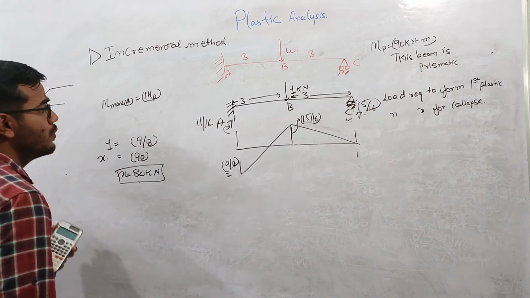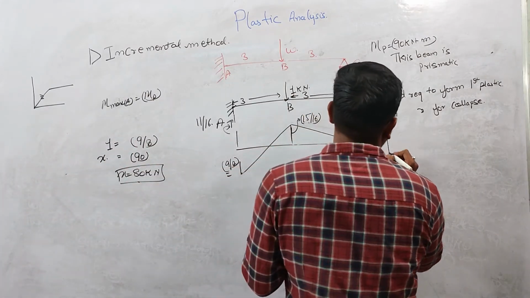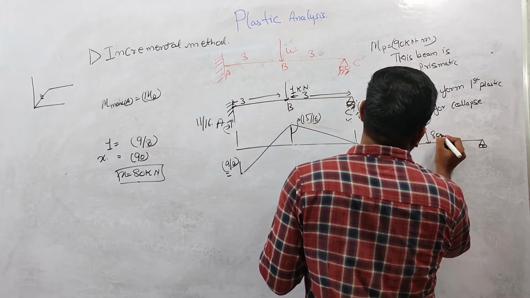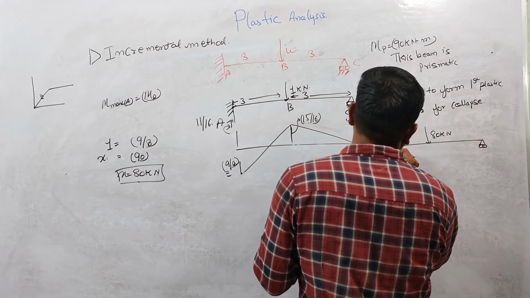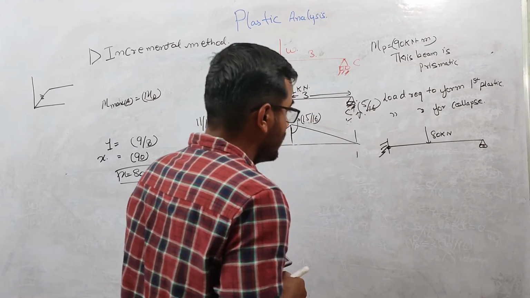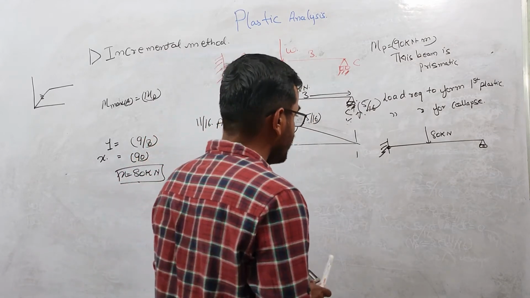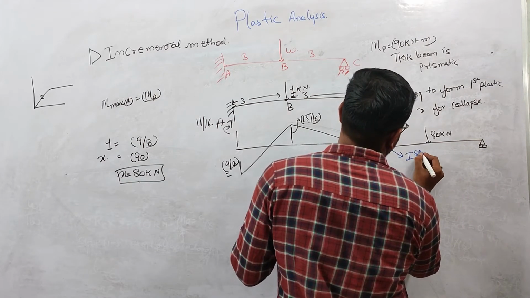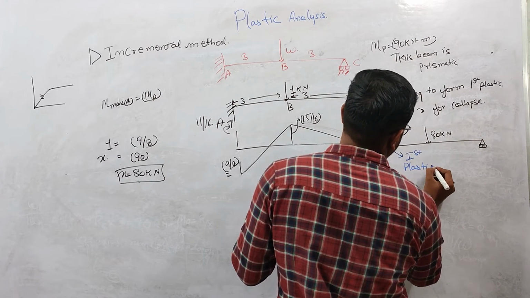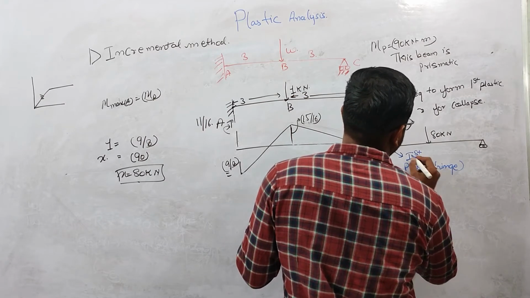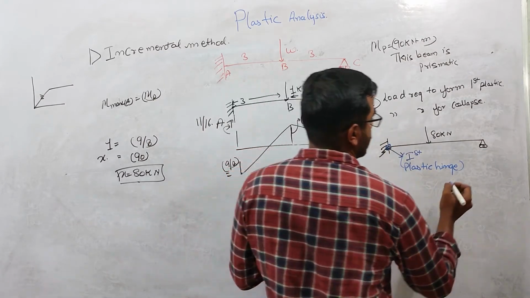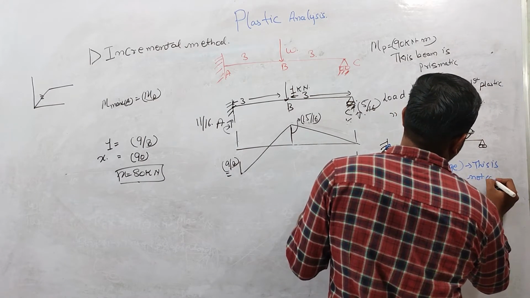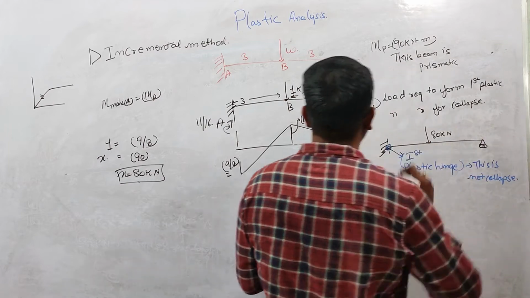So what is this X equals 80 kilonewton? For this propped cantilever beam, if you apply an 80 kilonewton load over here, the first plastic hinge will form at this point. This is the point of first plastic hinge. Remember that our structure is still in elastic state and it has not collapsed.